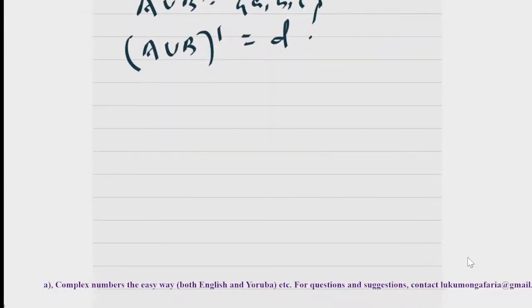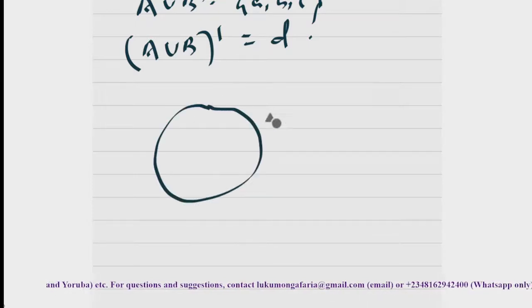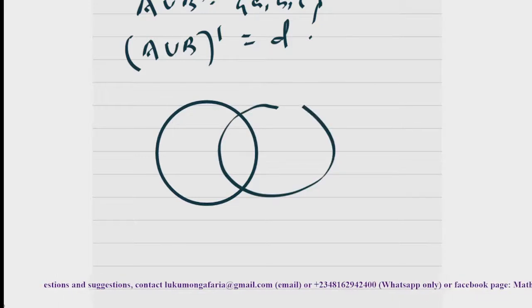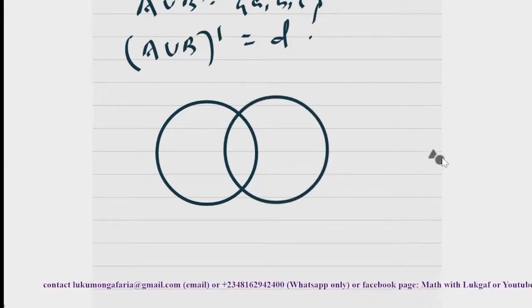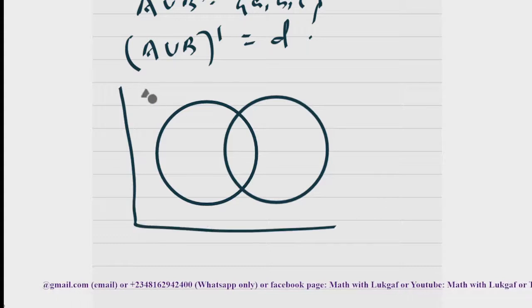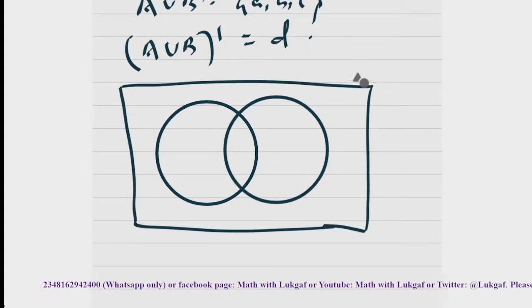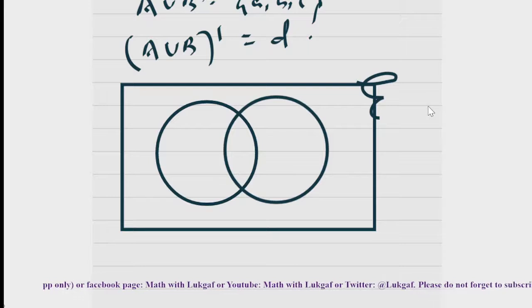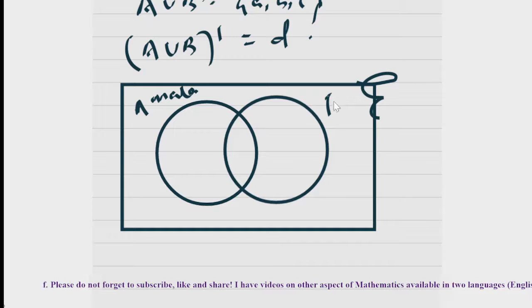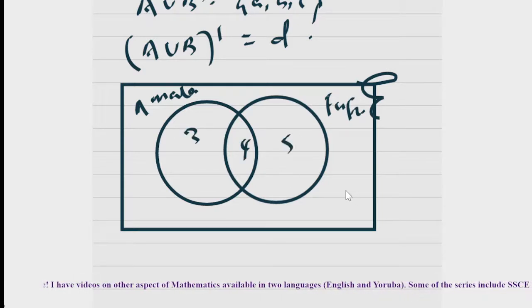Let me use an example. Let's say we went to a ceremony and two foods are served. Let's say this is the universe, that is the foods that were served in the ceremony. Understand? So let's say they serve amala, and we have fufu. So let's say I have 3, 4, 5, 6 here. You understand now?